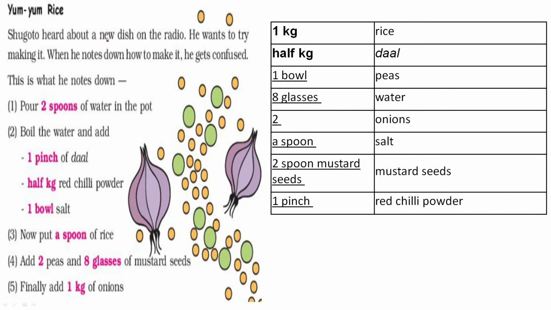Sugoto heard about a new dish on the radio. He wants to try making it. When he notes down how to make it, he gets confused. This is what he notes down.